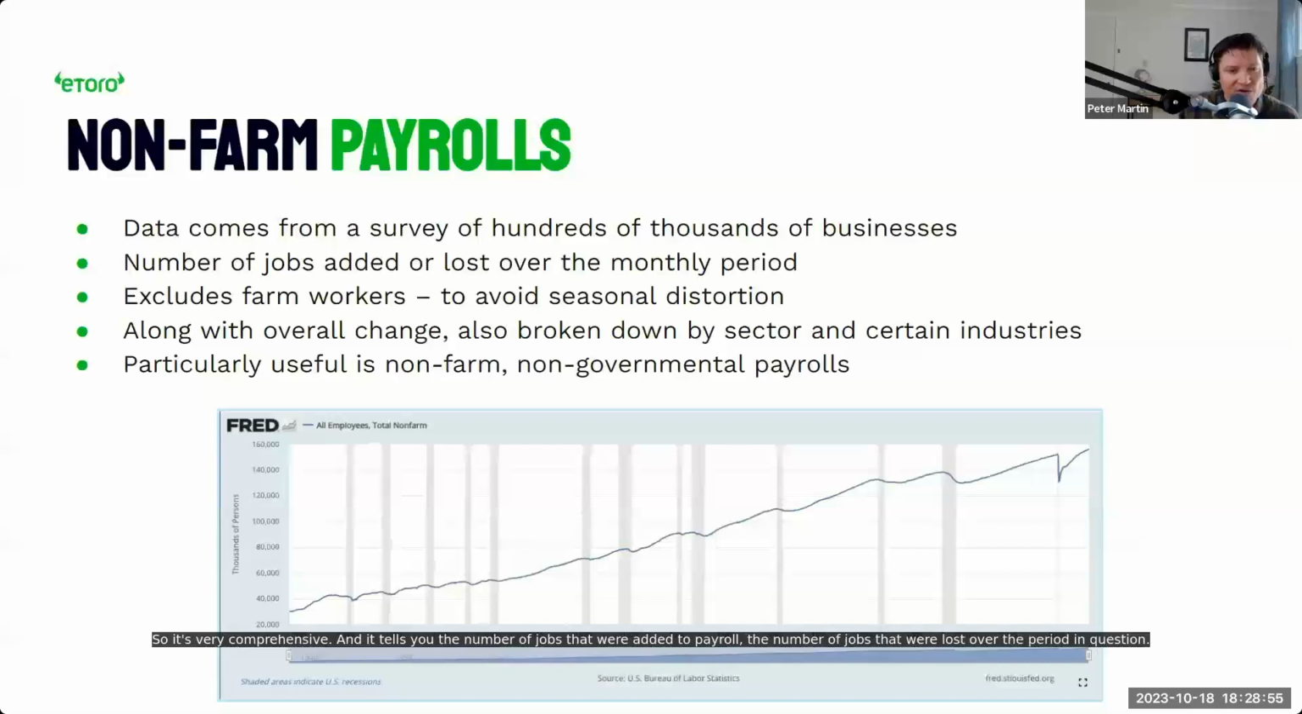So non-farm payrolls comes from a survey of hundreds of thousands of businesses. So it's very comprehensive, and it tells you the number of jobs that were added to payrolls or the number of jobs that were lost over the period in question. And what is called non-farm payrolls, that's because it excludes farm workers.